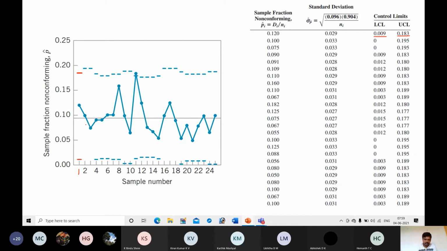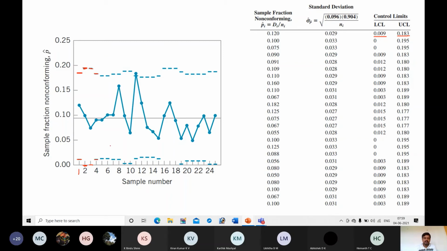Next, for sample 2, the lower control limit is 0. We are not specifying it on the chart, so this is the 0. Next, the upper control limit, 0.195. Next, for the second also the same values, 0. Like that, for every sample you have to represent control limits like this.